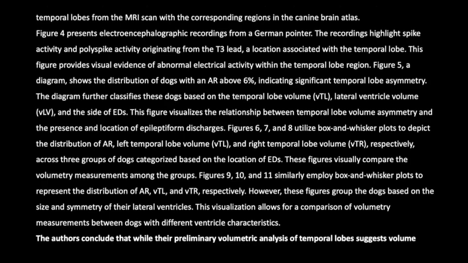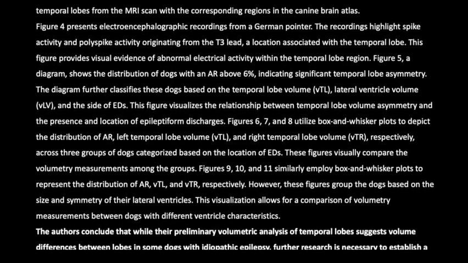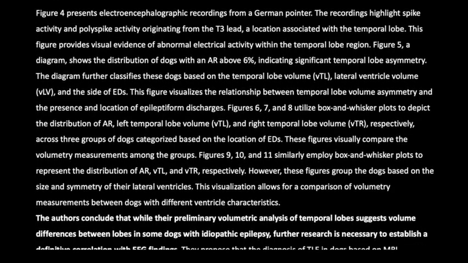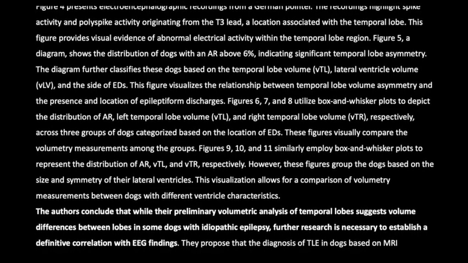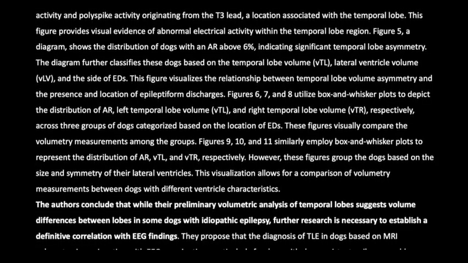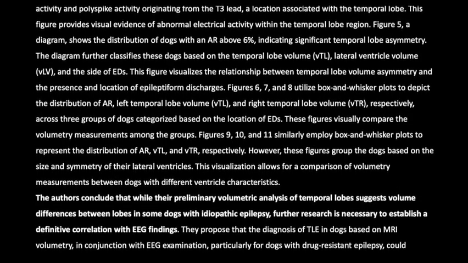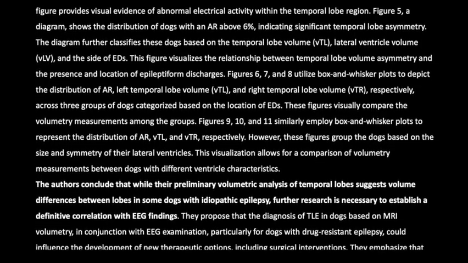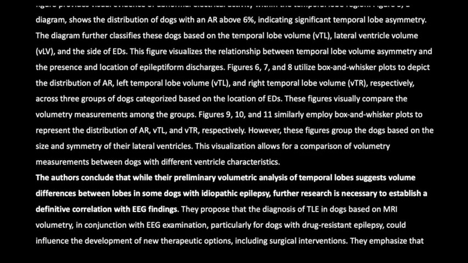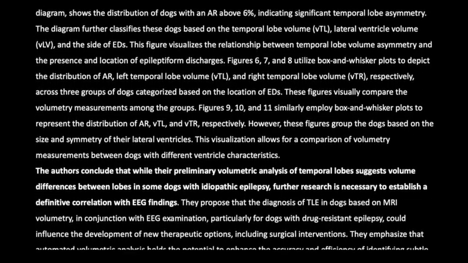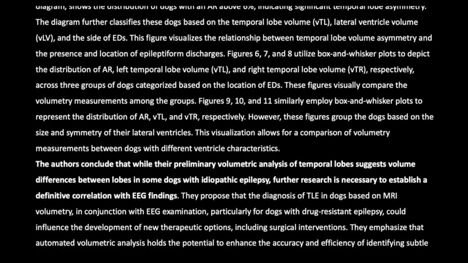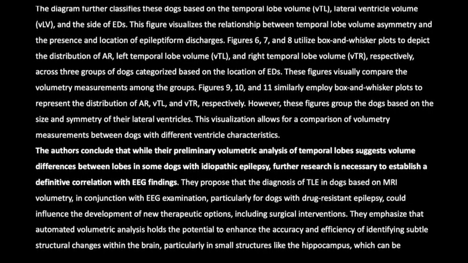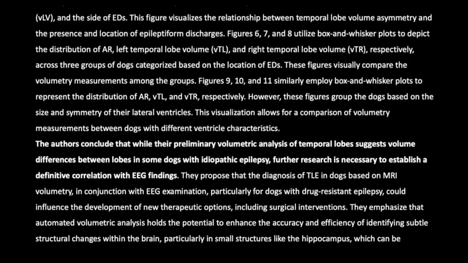Figures 6, 7, and 8 utilize box and whisker plots to depict the distribution of AR, left temporal lobe volume, VTL, and right temporal lobe volume, VTR, respectively, across 3 groups of dogs categorized based on the location of EDs. These figures visually compare the volumetry measurements among the groups. Figures 9, 10, and 11 similarly employ box and whisker plots to represent the distribution of AR, VTL, and VTR, respectively. However, these figures group the dogs based on the size and symmetry of their lateral ventricles. This visualization allows for a comparison of volumetry measurements between dogs with different ventricle characteristics.